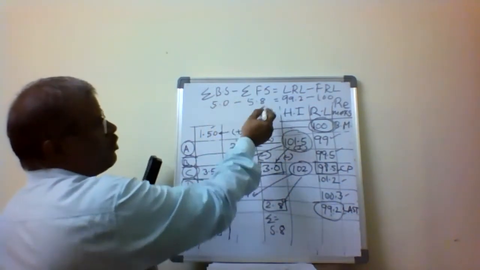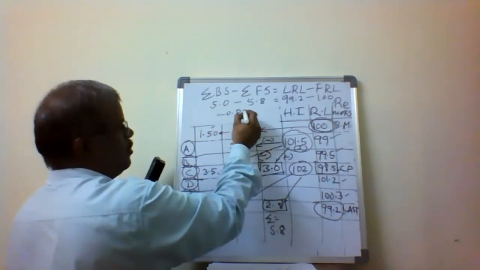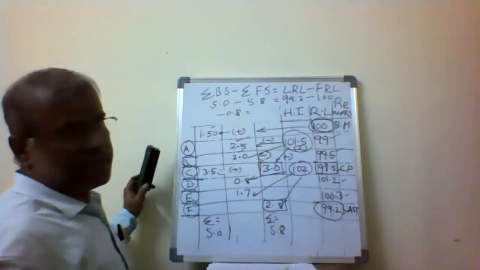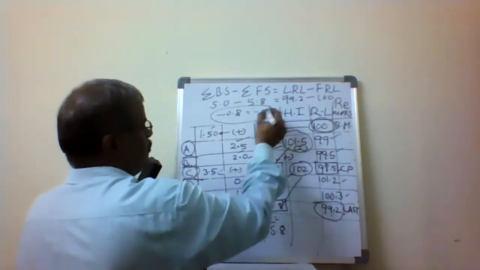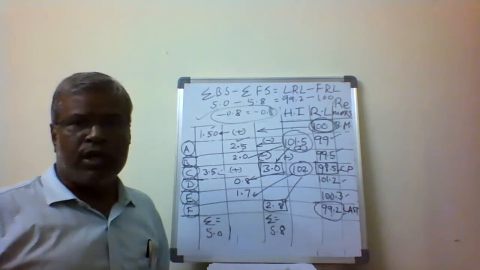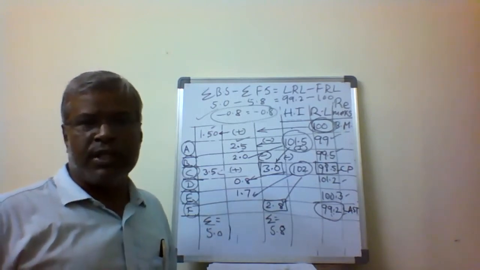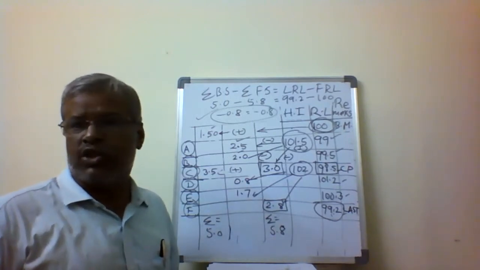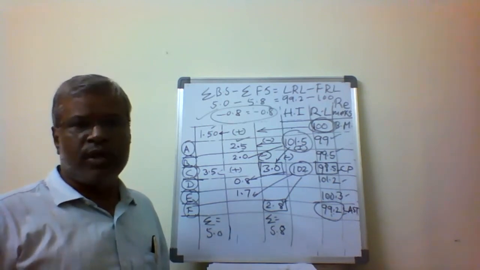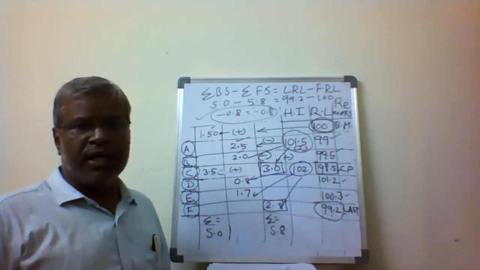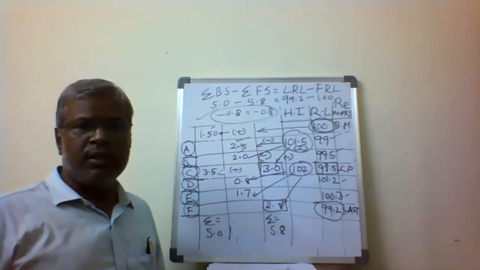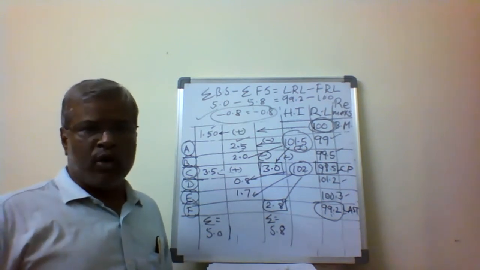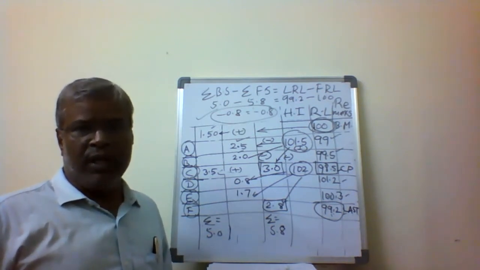So 5 minus 5.8 is minus 0.8, equals 99.2 minus 100, which is also minus 0.8. So whatever elevations of the points we calculated are right, by using the height of the instrument method. In this way we calculate the height of the instrument, and by using it we calculate the elevation or reduced levels of the points.